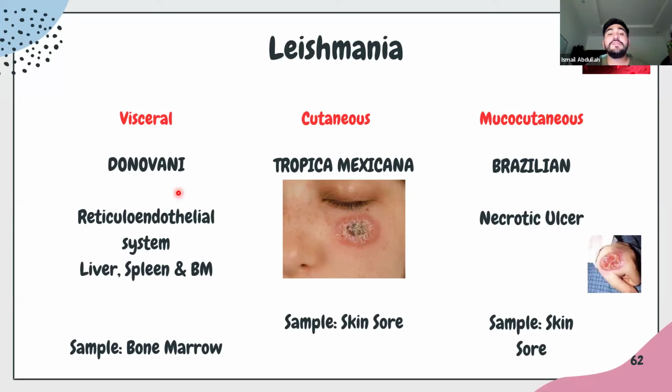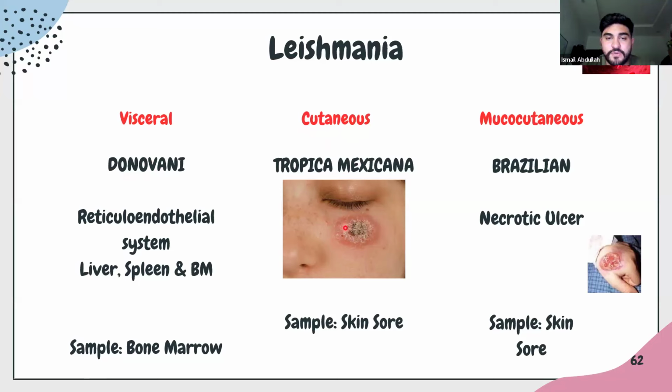The visceral Leishmania is the Leishmania donovani. Okay, it usually targets the reticuloendothelial system, which is the liver, spleen, and bone marrow. So if you suspect that this Leishmania is Leishmania donovani, you want to take a sample from the bone marrow. It's the easiest to do. Usually they come with bleeding, jaundice and all that. So Donovani, Leishmania donovani.